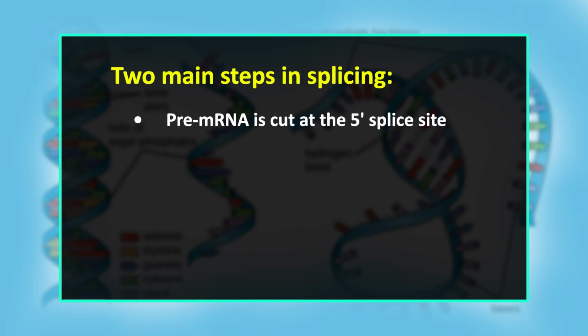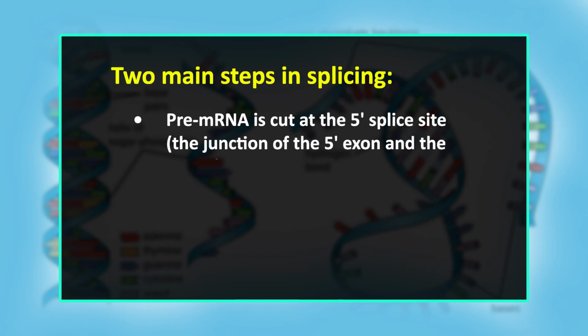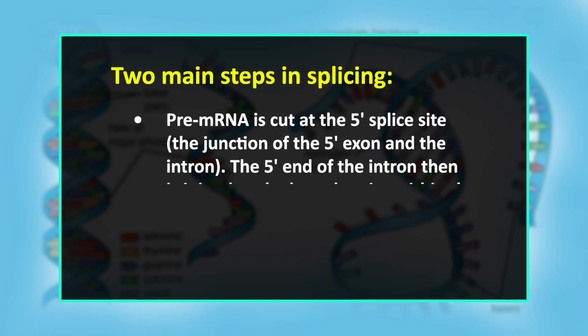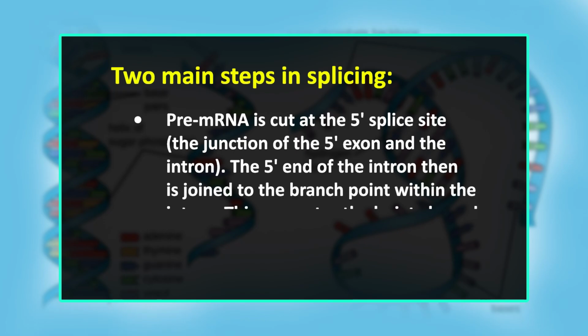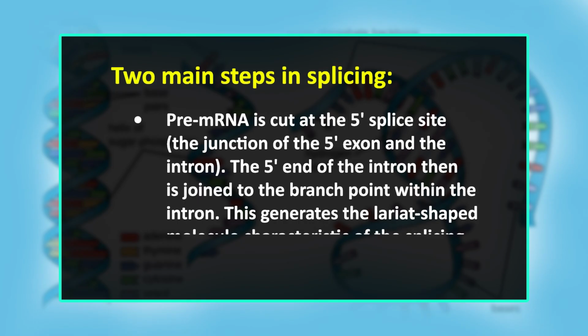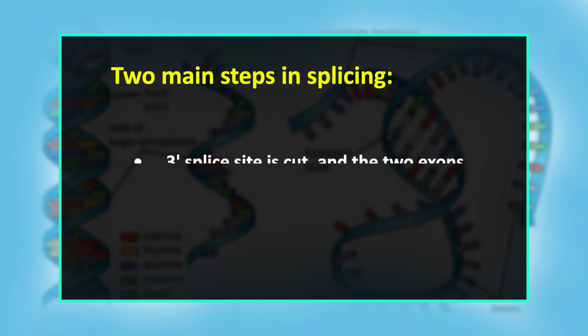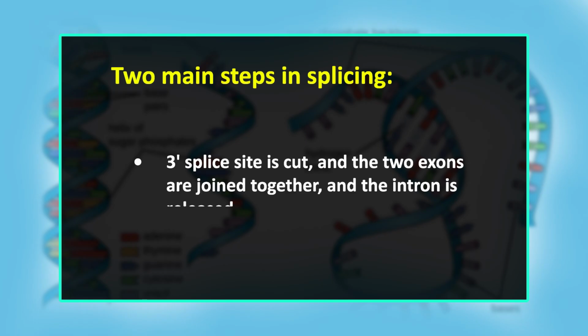In the first step, the pre-mRNA is cut at the 5' splice site, that is the junction of the 5' exon and the intron. The 5' end of the intron then is joined to the branch point within the intron. This generates the lariat shaped molecule characteristic of the splicing process. In the second step, the 3' splice site is cut and the two exons are joined together and the intron is released. RNA splicing facilitates the formation of multiple functional mRNAs from a single transcript which code for different proteins.